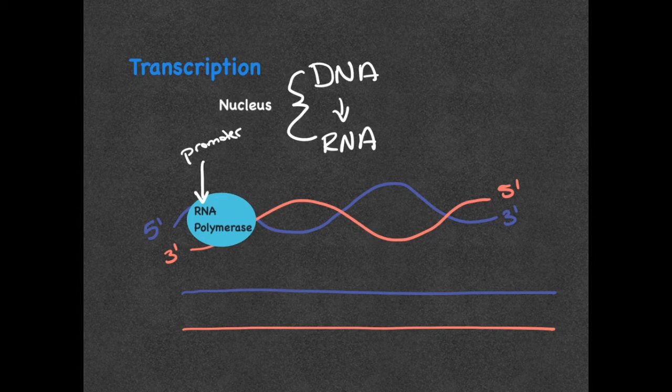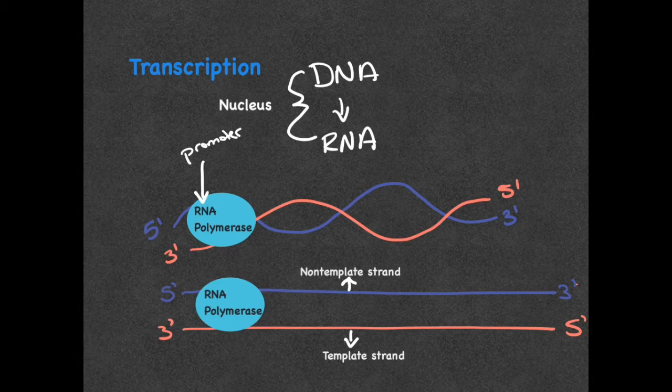So one strand of DNA runs 5' to 3', while the other strand of DNA runs from 3' to 5'. This top strand is known as the non-template strand, while the bottom strand is going to be the template strand that is used for RNA synthesis.